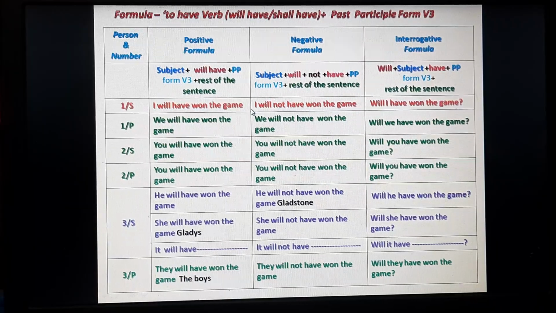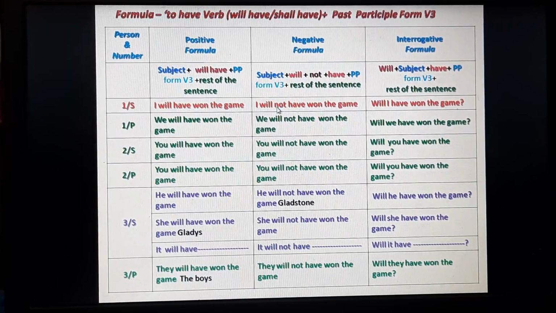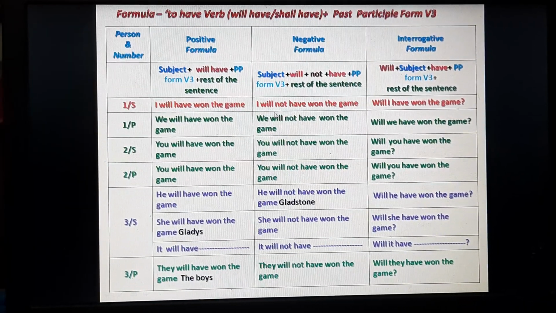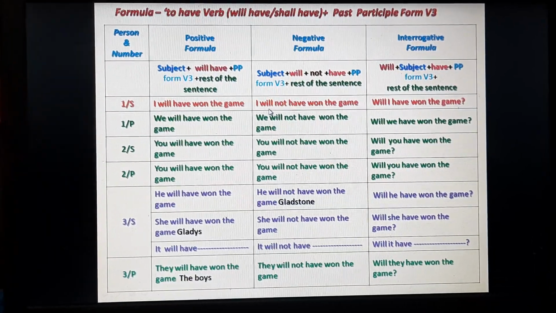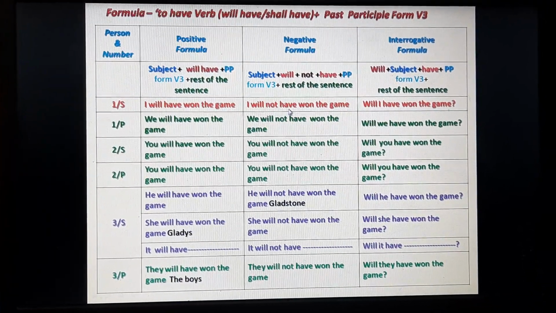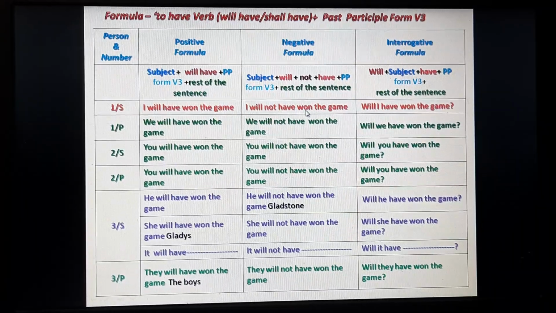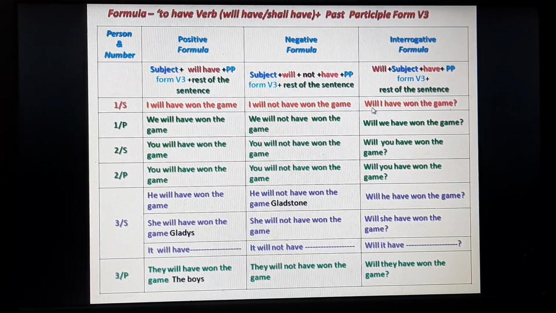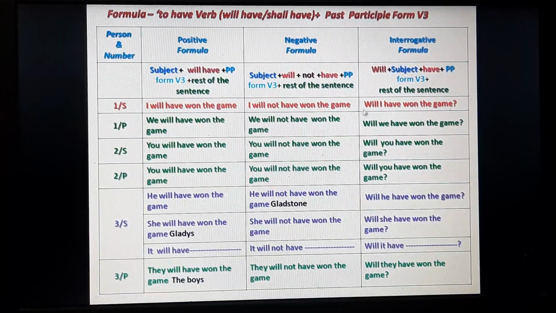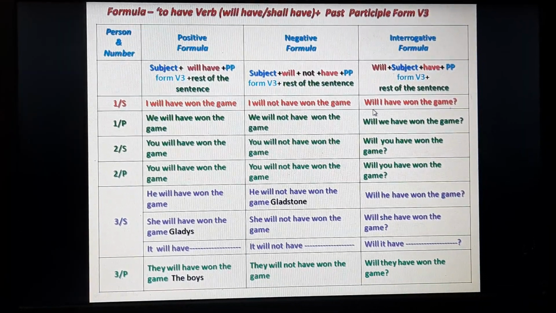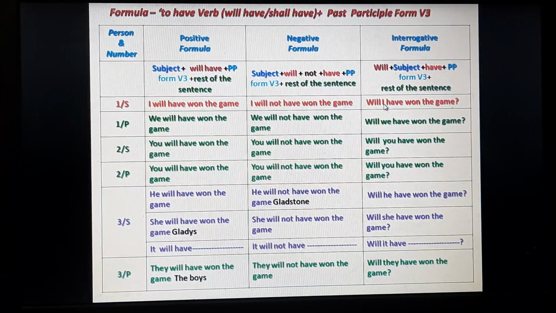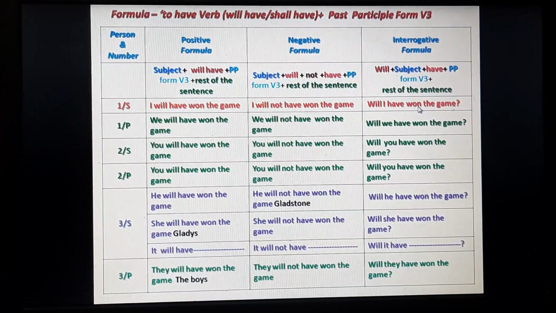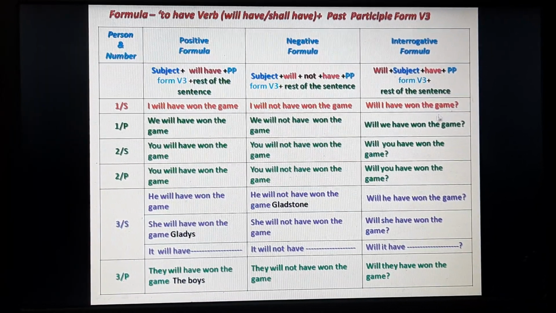Now in the negative, it will be I will not have won the game. Where do you place the not? In between the will and have, and then the past participle will follow. So I will not have won the game. In the interrogative, first you will place the auxiliary will, then the subject I, then have, then the past participle. So will I have won the game?